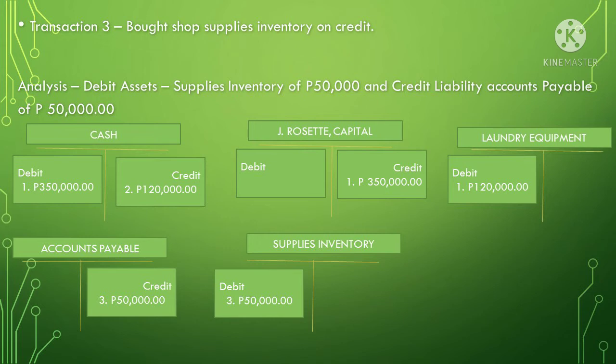So nangutang ang business in the amount of 50,000 pesos. So atong i-recognize una ang asset. So mag-debit ta sa supplies inventory in the amount of 50,000 pesos. Then ato pong i-recognize ang accounts payable. Remember, ang normal balance sa accounts payable is on the credit side. So atong i-recognize sa transaction 3.